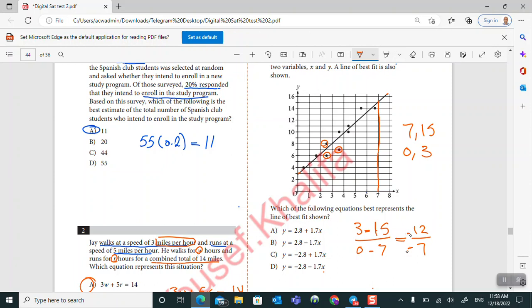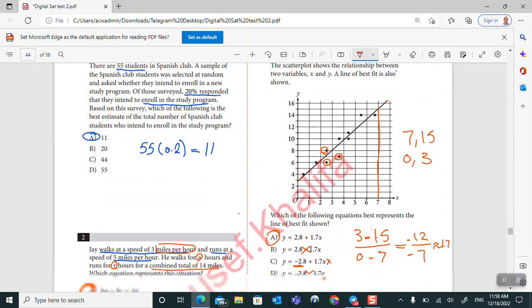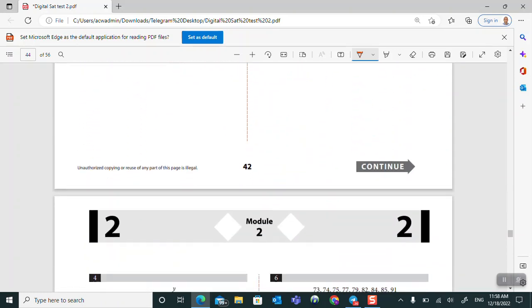So here it's positive, so we can directly eliminate this one since it has a negative slope, and this one also since it has a negative slope. Here we have a negative y-intercept, so it's also incorrect, and that's approximately, by the way, 1.7, so the only choice that fits is A. Let's move on.